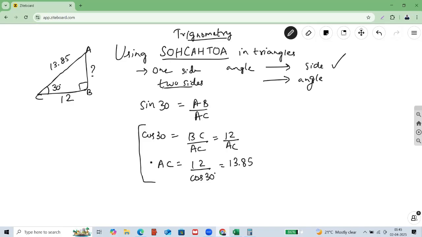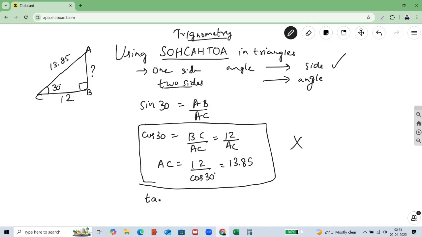So sine also didn't help, cos also didn't help for my AB. Now after this, of course, you can use Pythagoras theorem. But is there a way directly that you could do? This also was not helpful for us actually because we are not trying to find AC. Now, is there another trigonometric function that can help me?